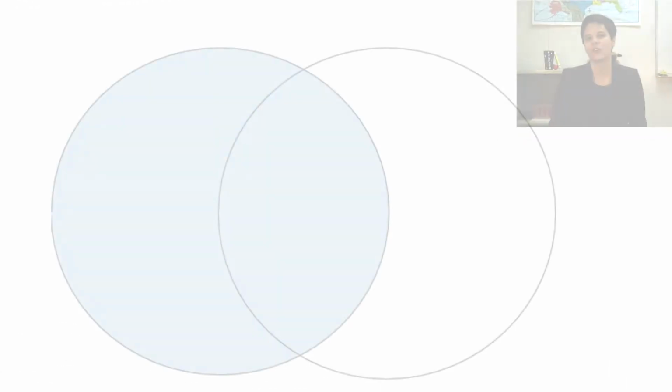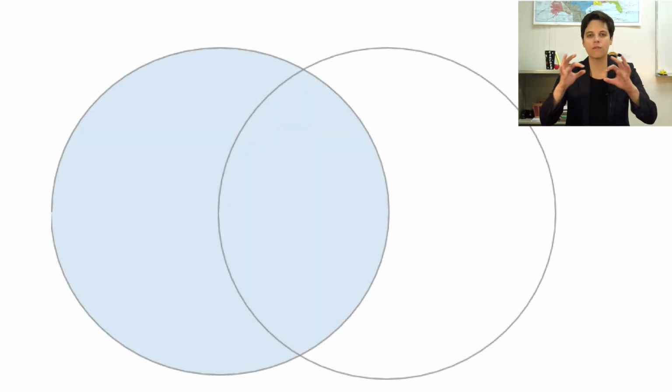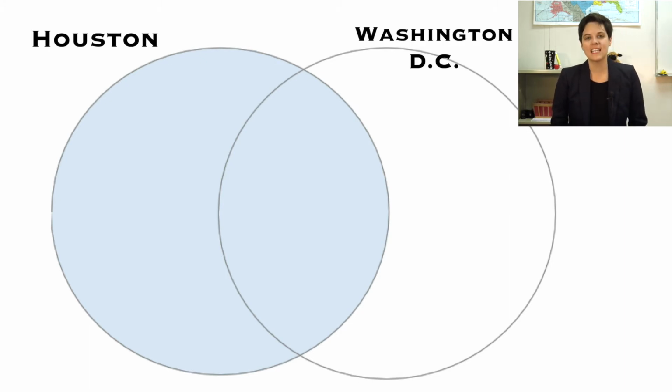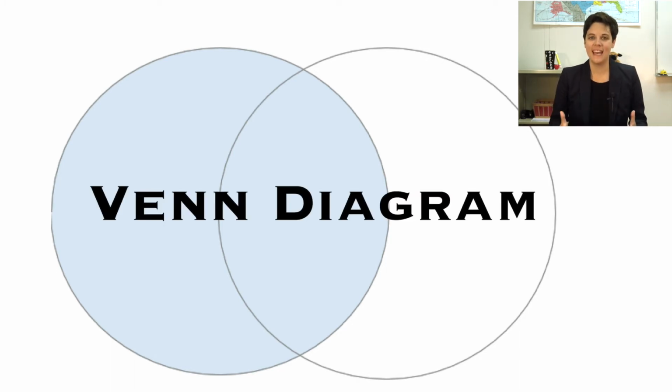And on that piece of paper, you're going to write two circles, two overlapping circles. And on the left circle, you're going to write Houston. And on the right circle, you're going to write Washington, D.C. Now we're going to take the information that we have from our list and we're going to put it into our diagram. This diagram is called a Venn diagram, and it's a very common way that people organize information visually.